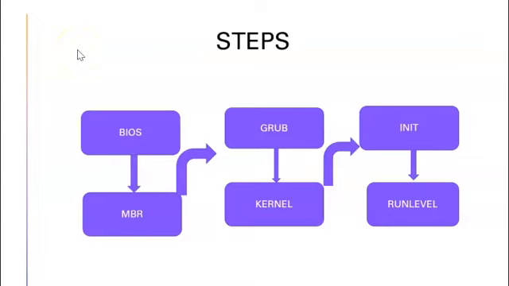The Linux boot system has 6 main steps that the system executes in order for us to be able to see that display screen. The first is the BIOS. The second is the MBR. The third is the grub. The fourth is the kernel. The fifth is the init, and the sixth is the run level. Let us look at them step by step.